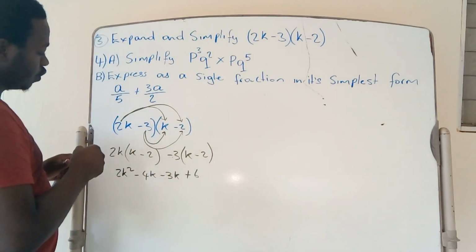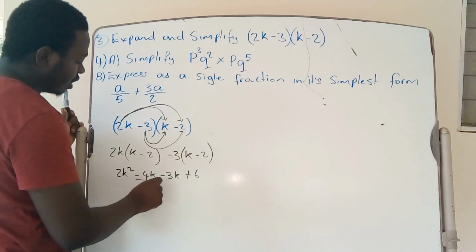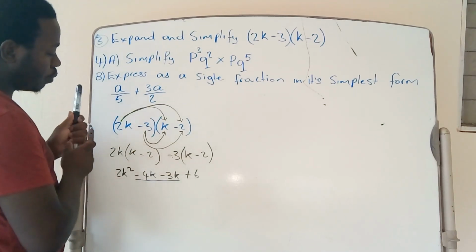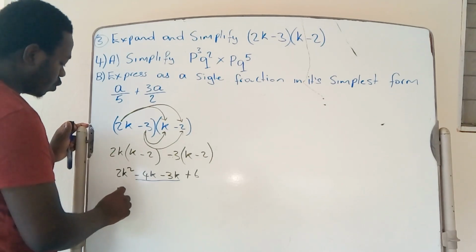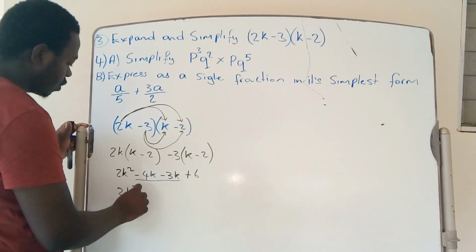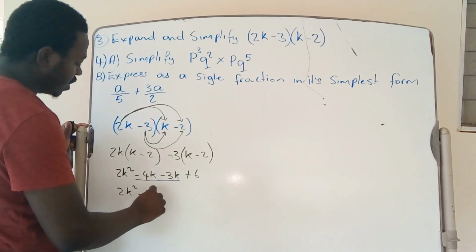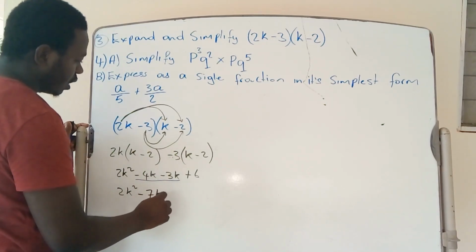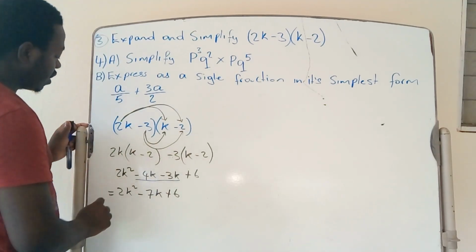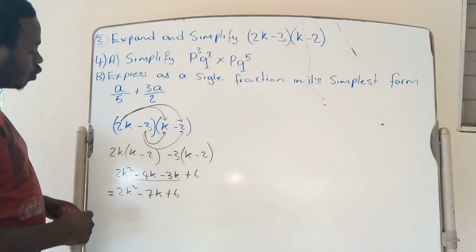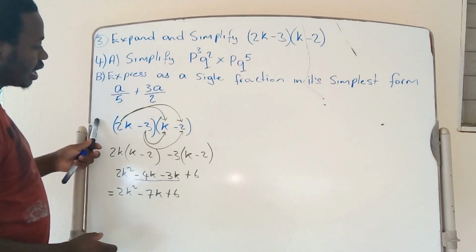So here, as you note, that minus 4k and minus 3k are like terms, which means that we can combine them, we can simplify them. So we're going to keep the first term, which is 2k squared, minus 4k minus 3k, that's minus 7k, plus this 6 here. And that is our final answer. So that is how you would simplify a question of this kind.